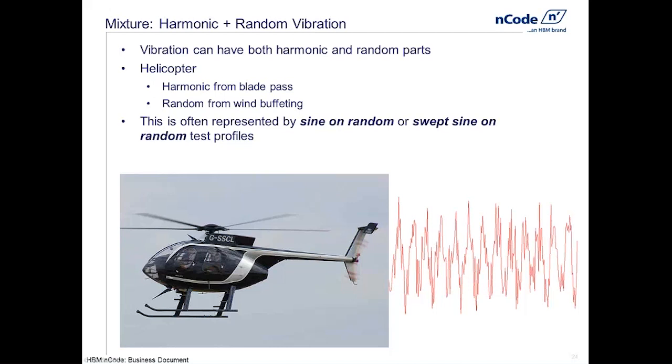We often represent this loading with what we call sine-on-random loading, or sometimes even more complicated than that, swept sine-on-random. Sine-on-random would be like we have a sine tone that happens at a fixed frequency, and then we have randomness on top of that. That would be like the helicopter running at a fixed blade RPM, fixed rotor RPM. Swept sine would be the same thing, but with the rotor changing frequencies over time. So this leads to the case of the sine-on-random or swept sine-on-random loading.